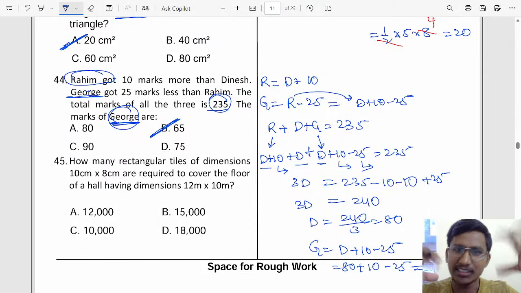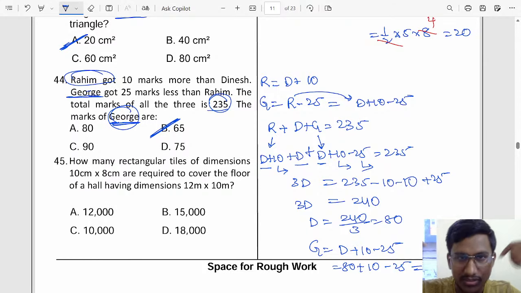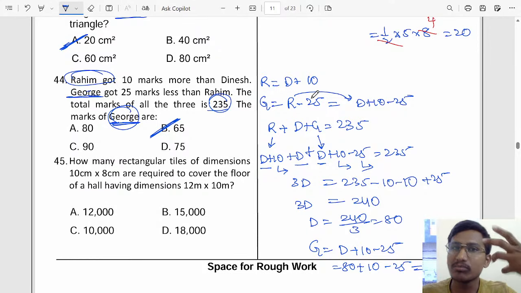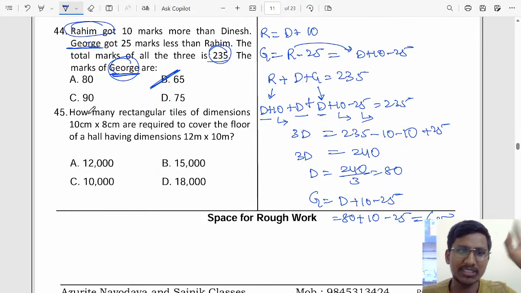It is a little lengthy, so you can do this, or you can go with the options. How to go with options? They are asking George's marks. Option A is 80, so George becomes 80. Then Rahim will be 25 more than that, which will be a little complicated. Doing it the first way is easy, so you have to go with the lengthy method. Understood? Option B is the correct one. Now let us do the 45th one. Tell me the answer now.